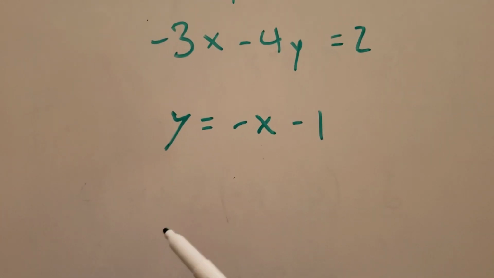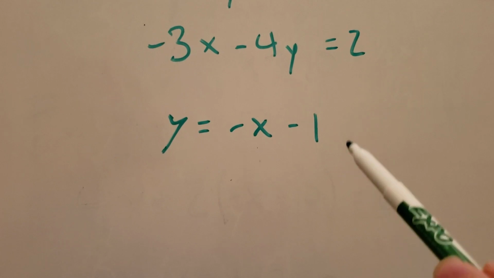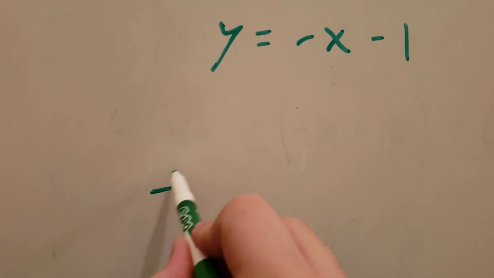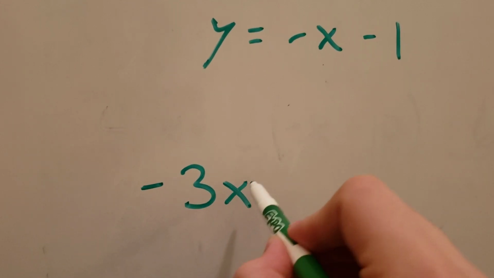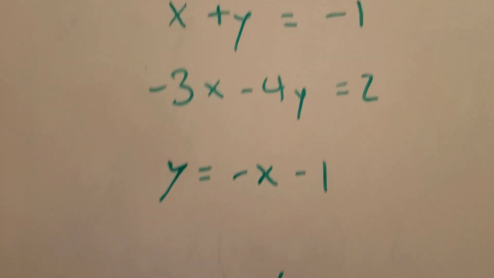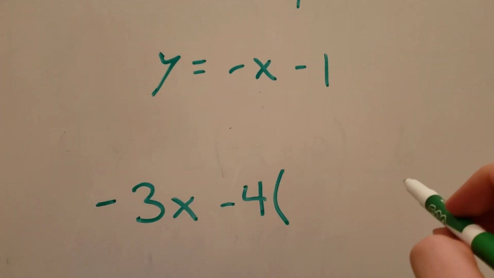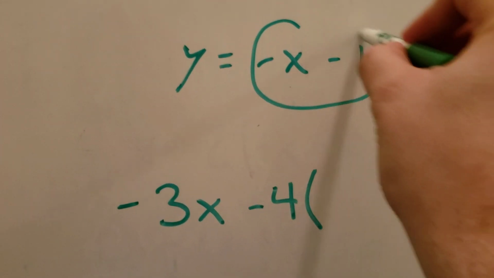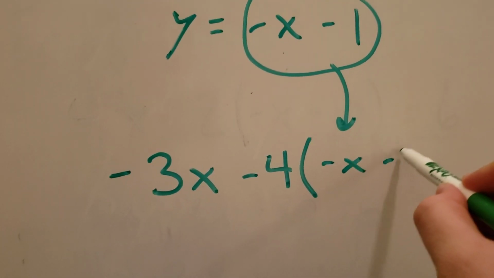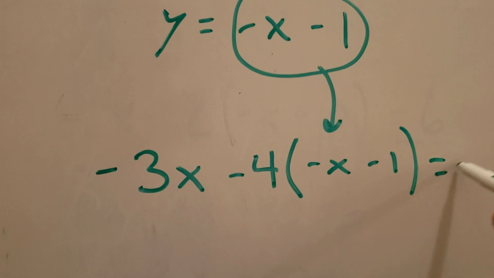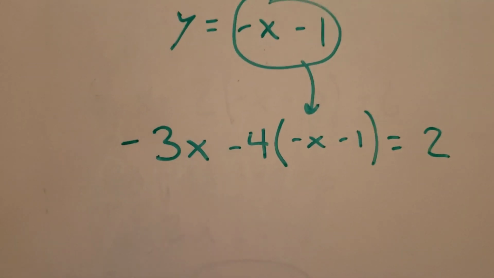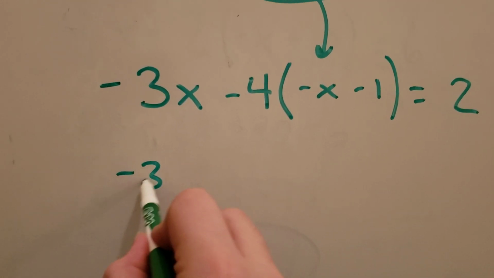So now we're going to take our y equals -x minus 1, and we're going to plug it into this equation here. So let's do that. We've got -3x minus 4, and now we're inputting something in for y. So we're going to put it in parentheses, and we're going to take this whole thing, -x minus 1, and put it in here. So we got -x minus 1, and that's equal to 2. So now we've got our equation we have to solve.